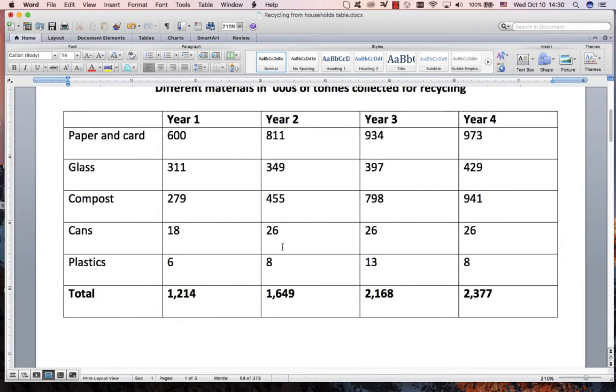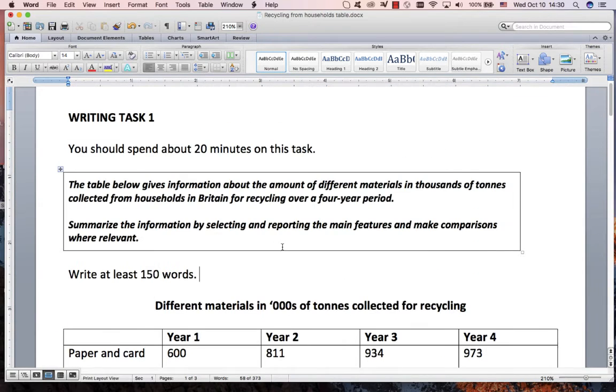Okay, so we're going to do a table for task 1. Please make sure you've watched my previous task 1 videos because I will be building on the things that I said in those. Specifically in this essay, I'm going to introduce a new type of noun phrase. Call it noun phrase 4. Alright, so what do we have here?